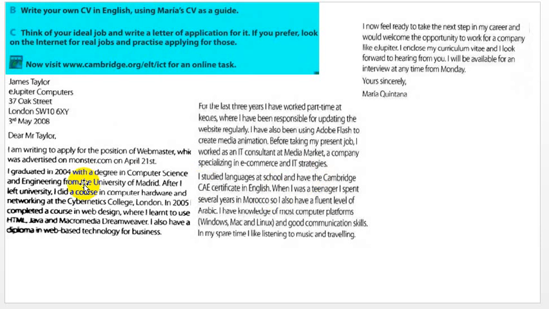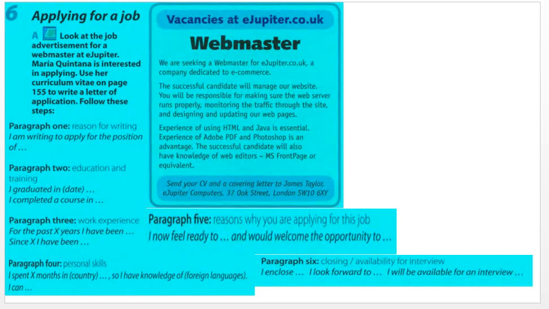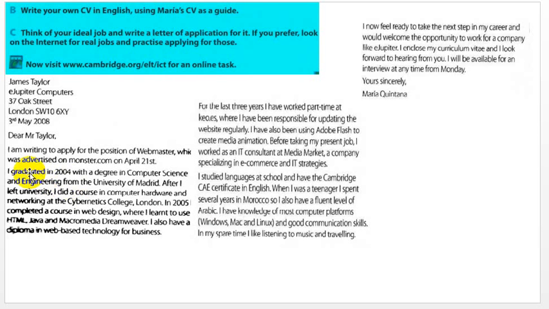It has 6 paragraphs, and in these 6 paragraphs, all the details that we read here in paragraph 1, paragraph 2, paragraph 3 are applied. I'm writing to apply. I graduated. For the last 3 years. I decided. I studied at a language school. I now feel ready. These are the things that are applied in this application letter. I want you to write an application letter as homework. Please write an application and send it to me.